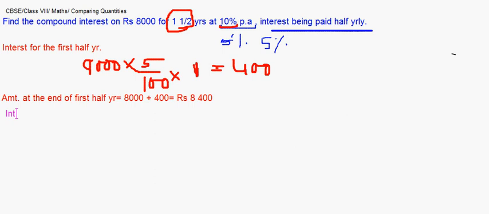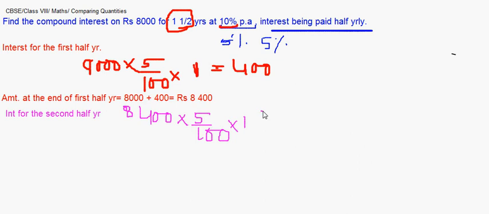For the second half year, interest for the second half year. This becomes principal, the one we had taken, 8,400. So I'll calculate 8,400 at the rate 5%. Again, I'm taking this as 1 because we have already converted it. So 5% of this is 420. This is interest for the second half year.